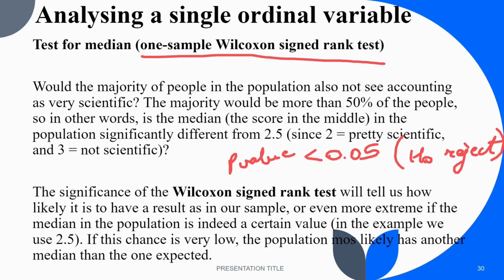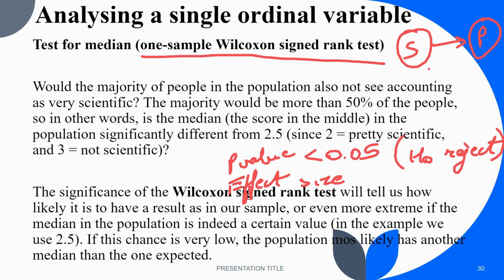Now how large or how small the difference is, we find from the effect size. The use of this test is that from a sample we can make a conclusion about the population. That is, we can say, the main advantage of this hypothesis testing.